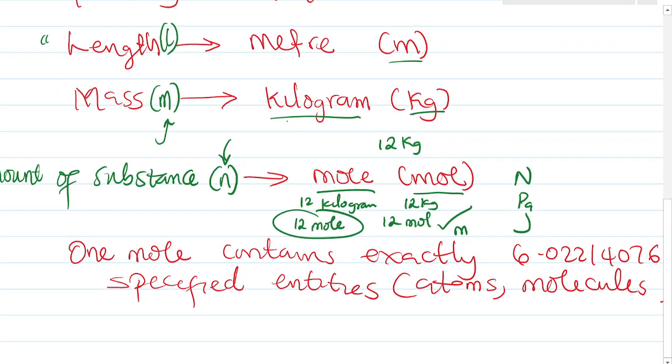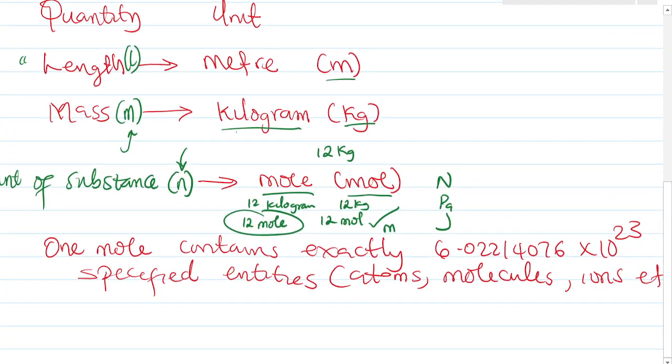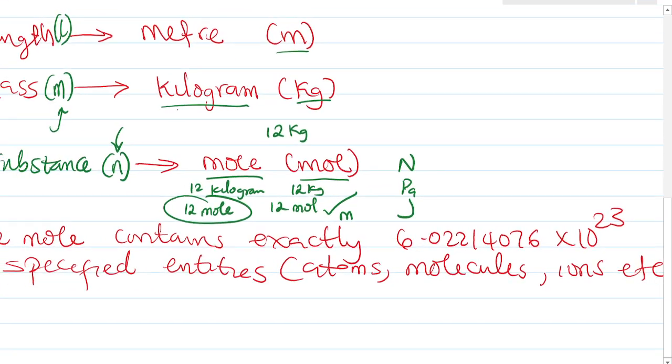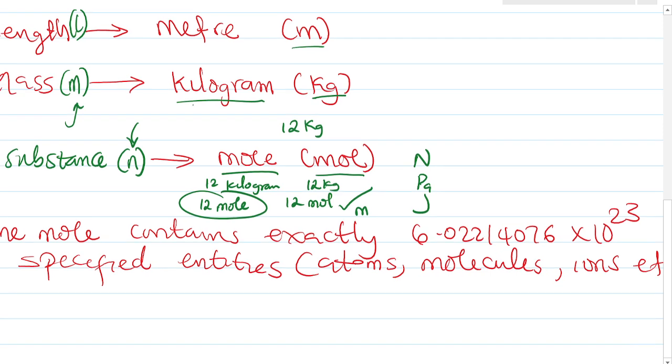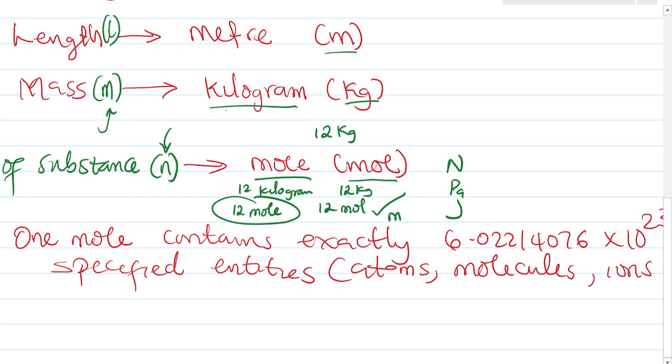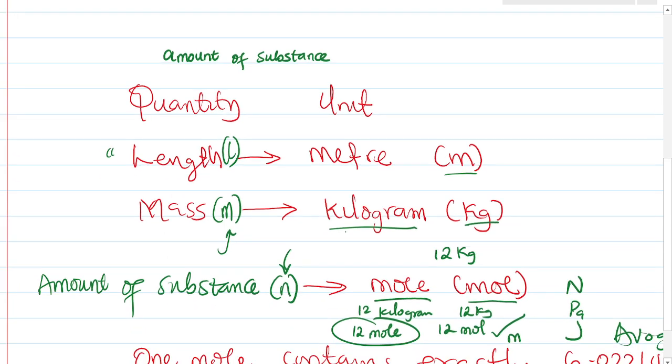A mole is just a quantifying unit, like I've said. One mole contains exactly this number of specified particles, specified entities like atoms, molecules, ions, and the likes. It is called Avogadro's number. Yeah, that is just it. Just to reiterate, amount of substance is the actual quantity, and mole is just the unit.